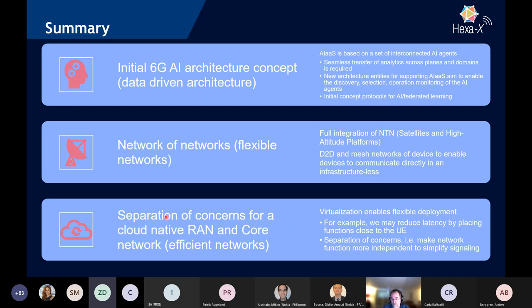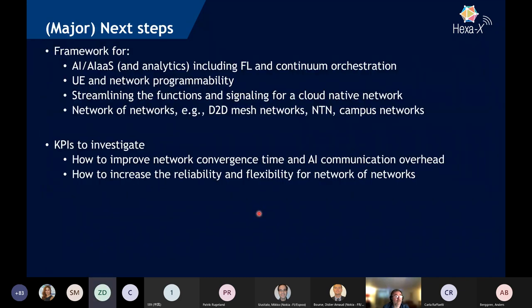For example, separation of concern and so forth between the functions, but we do a lot of other stuff here also. Next step, just shortly, is to look into more details and make a better framework for this AI and AI as a service and analytics and federated learning and continuum orchestration altogether.